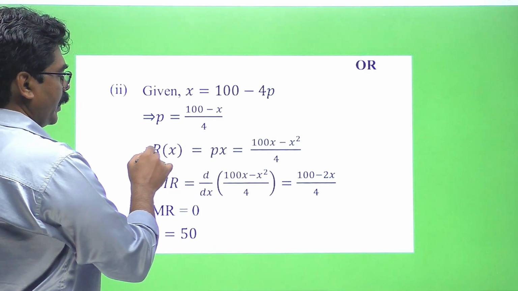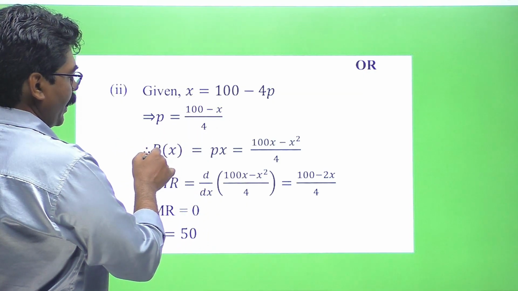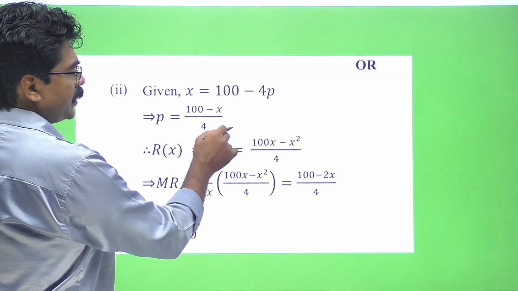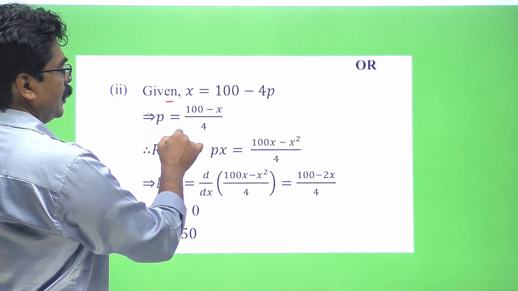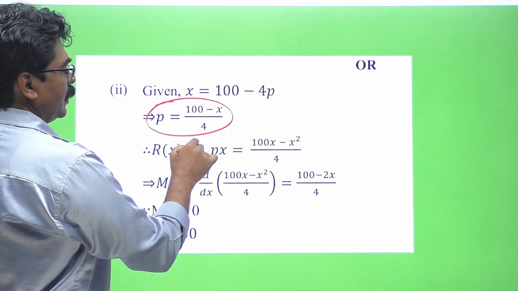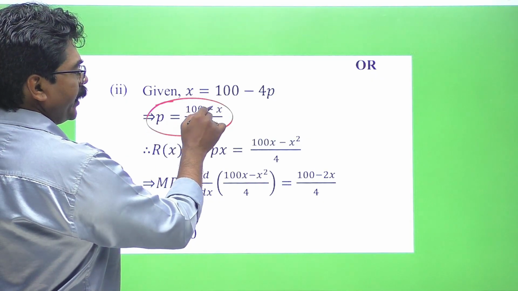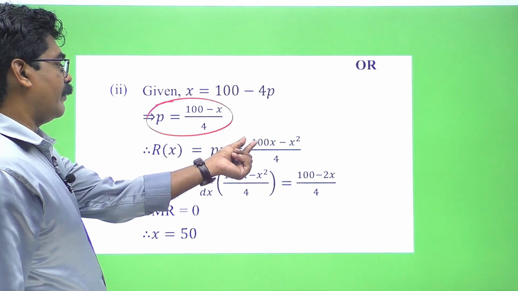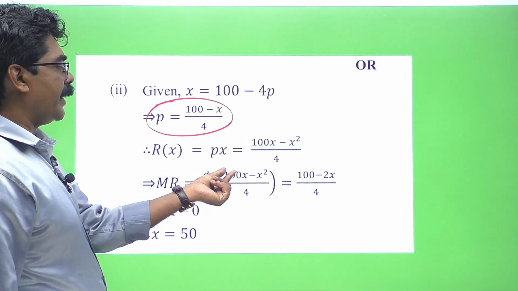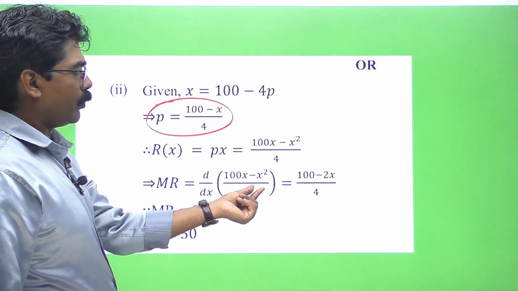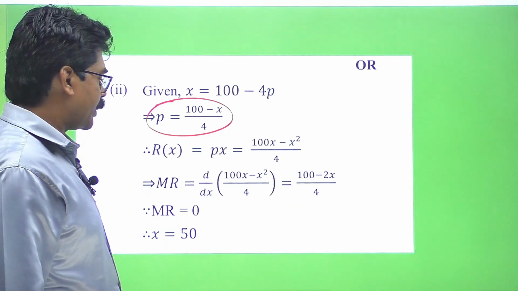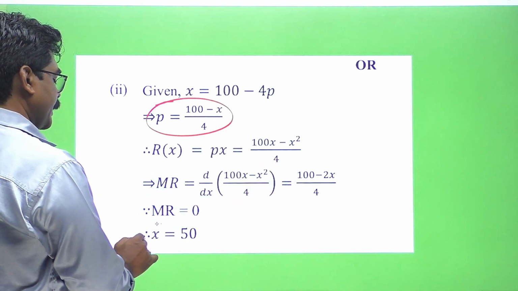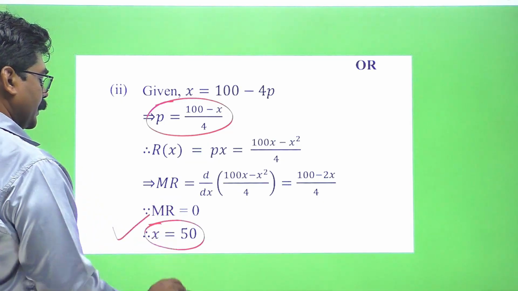The revenue function R of x is equal to p of x. This 100, if you multiply this term by x, then R of x is equal to 100x minus x square by 4. MR is equal to derivative of this. Derivative of 100x minus x square divided by 4 is 100 minus 2x by 4. If you equate with 0, then x is equal to 50. Okay.